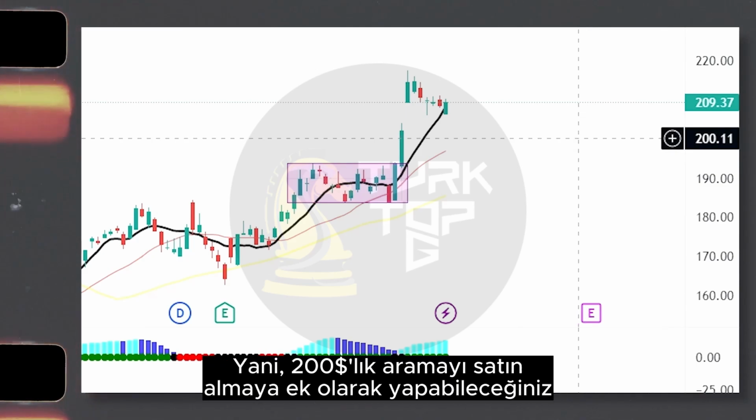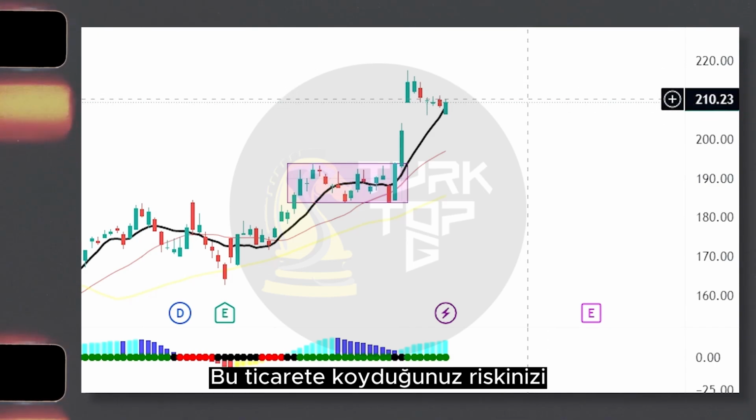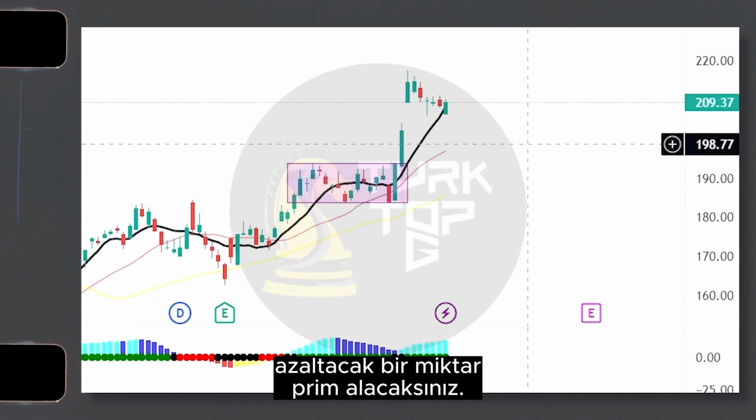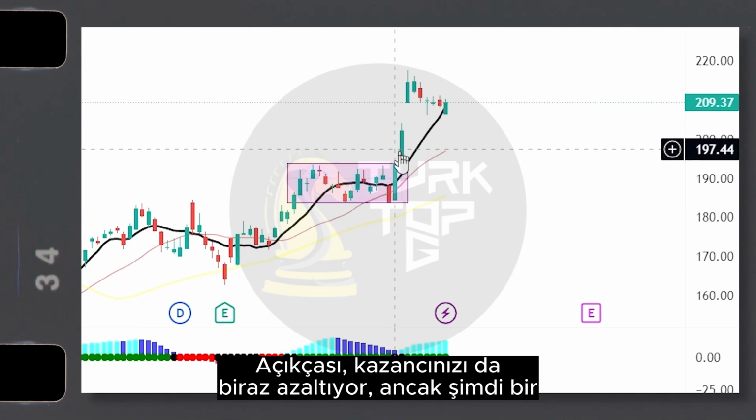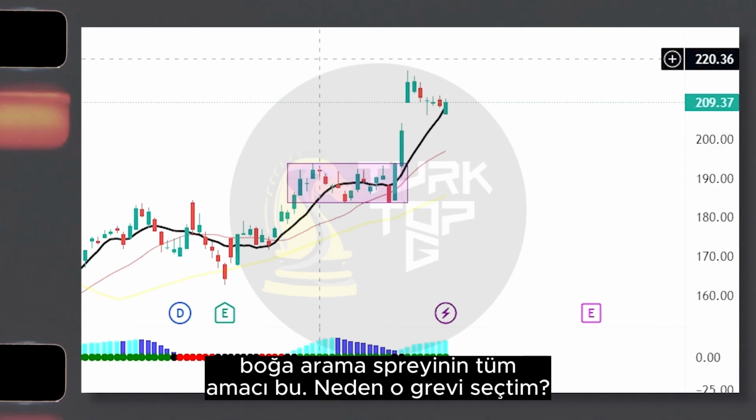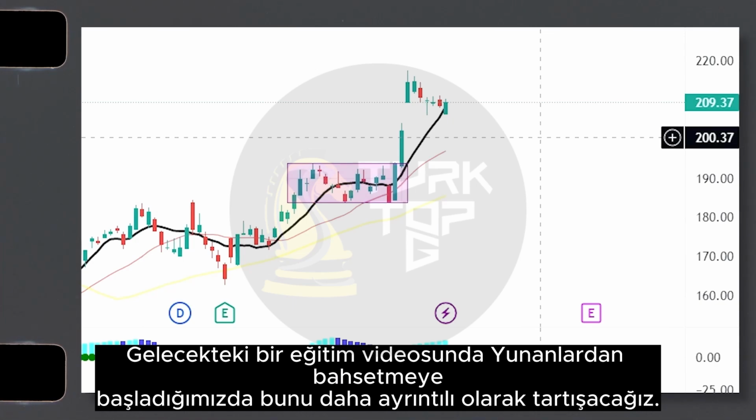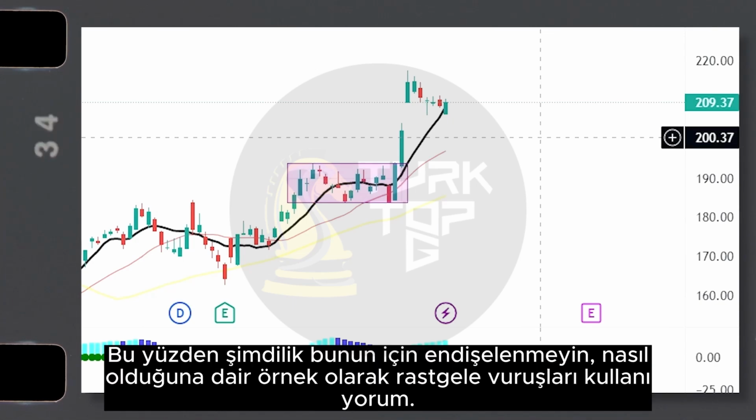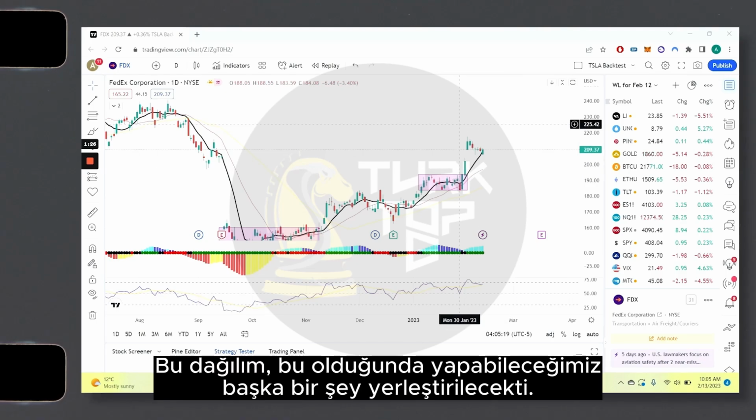So what you can do, in addition to buying the $200 call, is you can sell the $210 call. For selling that call, you will get some premium that would reduce your risk, which you're putting in this trade. Obviously, it reduces your gains a bit too, but that's the whole purpose of a bull call spread. Now, why I chose that strike, we'll discuss that more in a future tutorial video when we start discussing Greeks. So don't worry about that for now. I'm simply using random strikes as examples on how the spread would be placed.